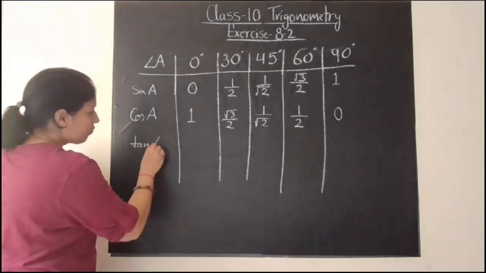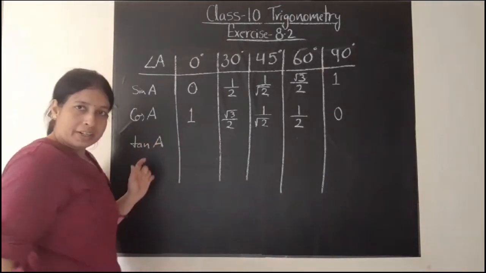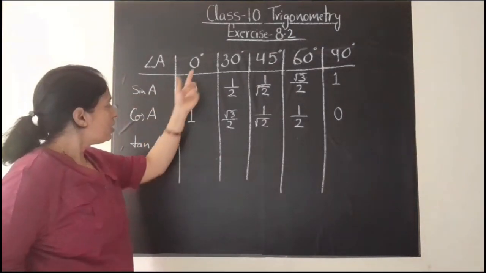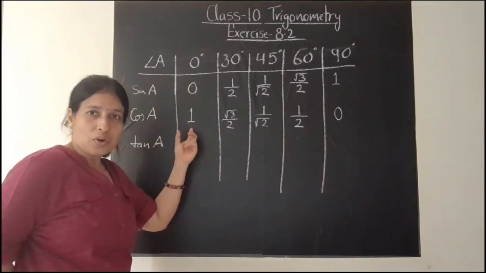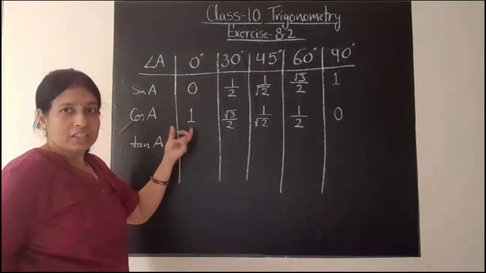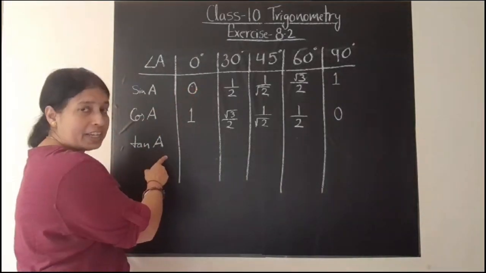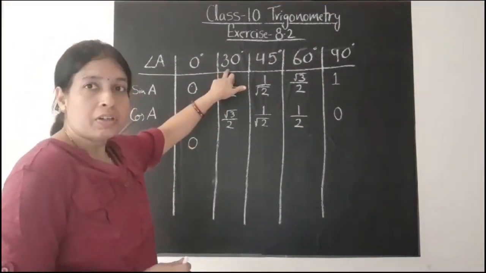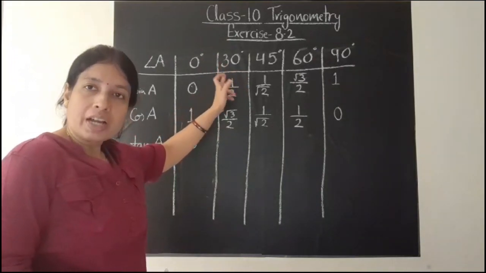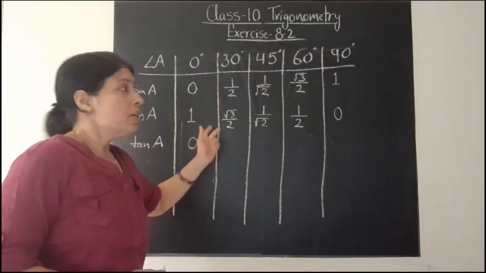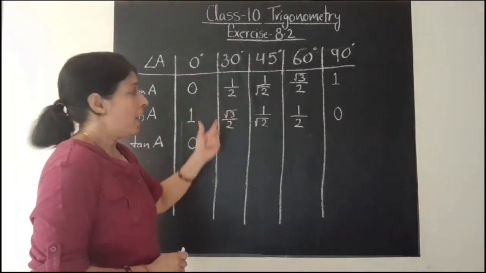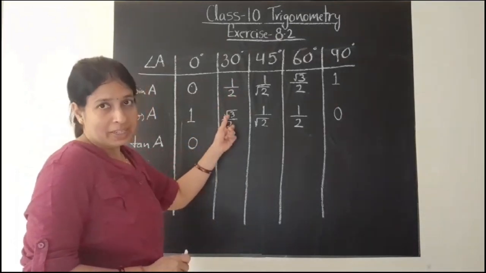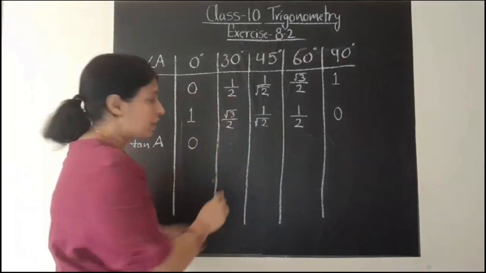After that tan A. What is the value of tan? Tan A is equal to sin A divided by cos A. So here sin 0 is 0 and cos 0 is 1. When you divide 0 by 1, you will get 0. So tan 0 is equal to 0. And tan 30 is equal to sin 30 divided by cos 30. The value of sin 30 is 1 by 2 and cos 30 is root 3 by 2. When you divide 1 by 2 by root 3 by 2, you will get 1 by root 3.